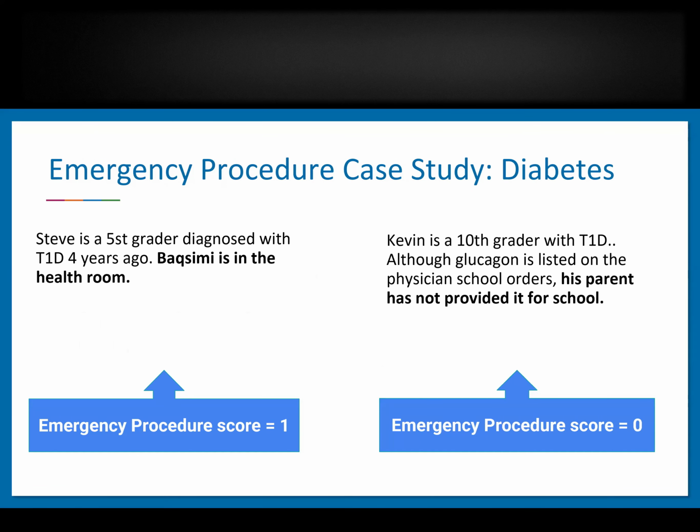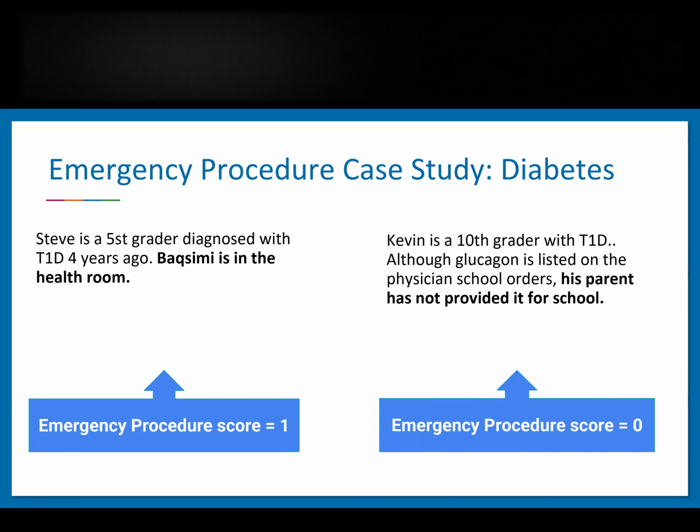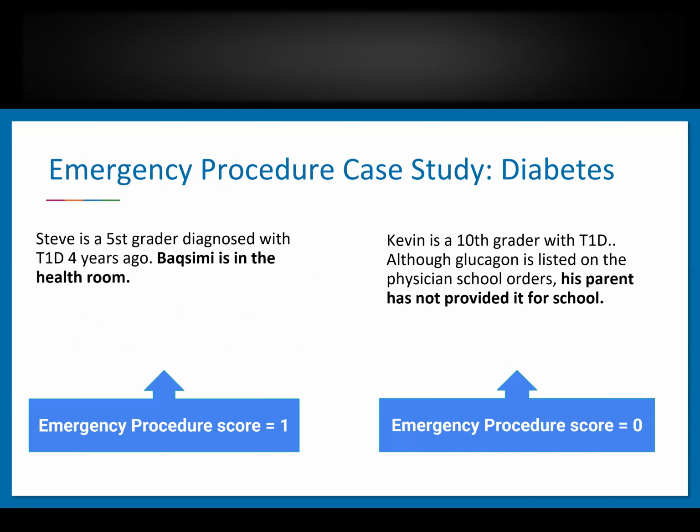Again, we will apply this scale to case studies related to type 1 diabetes. Steve is a 5th grader diagnosed with type 1 diabetes 4 years ago. He is in the health room. Emergency procedure score is a 0. Kevin is a 10th grader with type 1 diabetes. Although glucagon is listed on the physician's school orders, his parent had not provided it for school. It is not present for training, so the emergency procedure score is a 0.